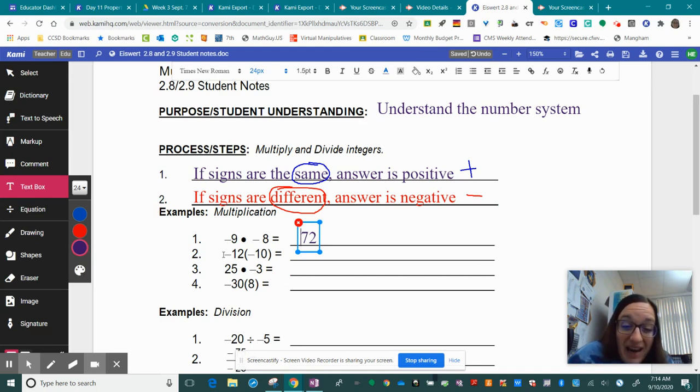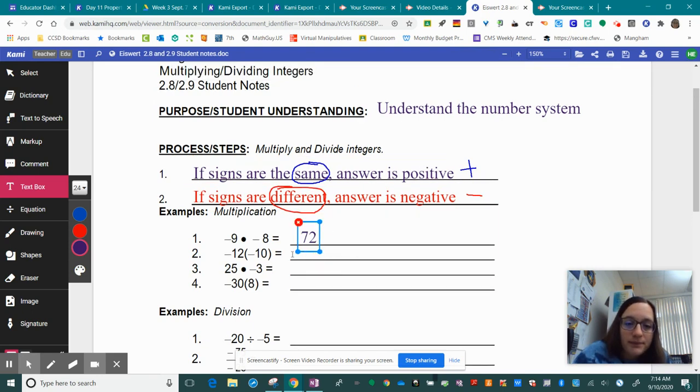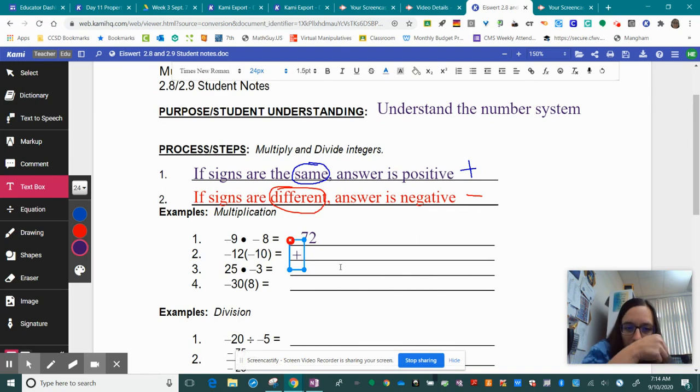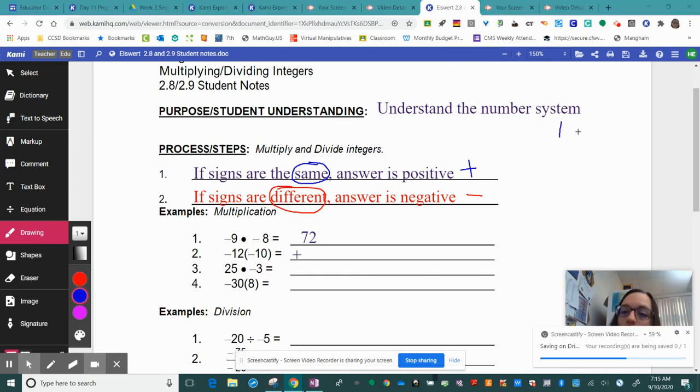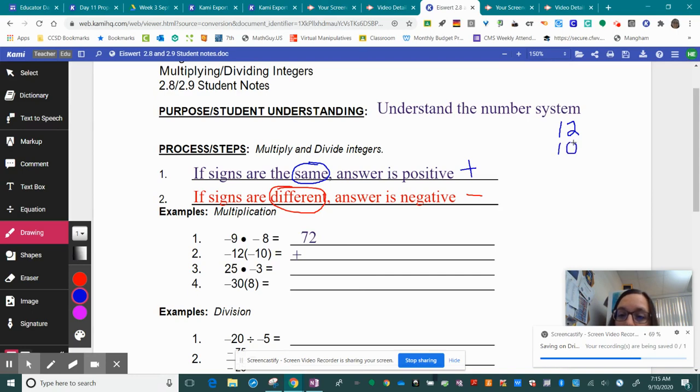All right, our next one here. We can look at a negative 12 and a negative 10. And do you see that parenthesis between them? That shows multiplication. We're still going to multiply those numbers. Those are the same signs. Same signs, positive. So we're going to make it a positive number. Positive, and then we have 12 times 10. Now, this should be mental math. So we're going to do this 12 times 10 over here to the side, and we're going to set it up like we would with multiplication.